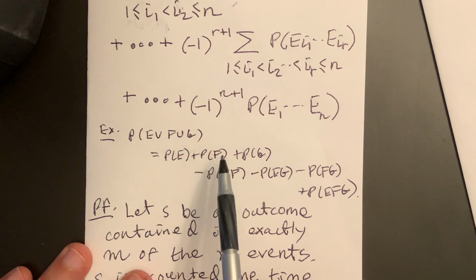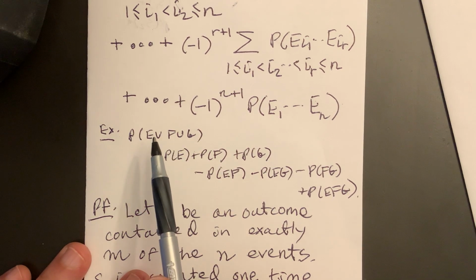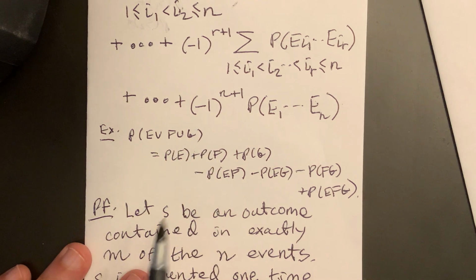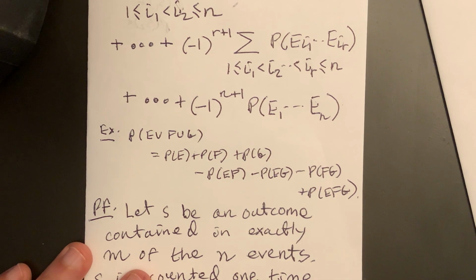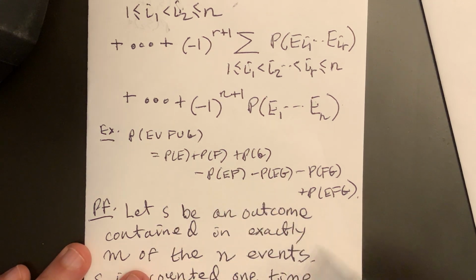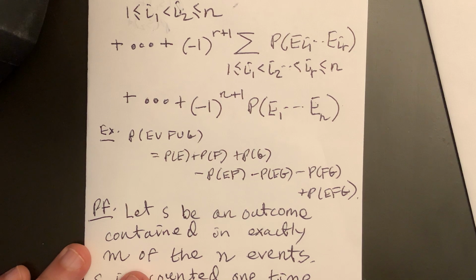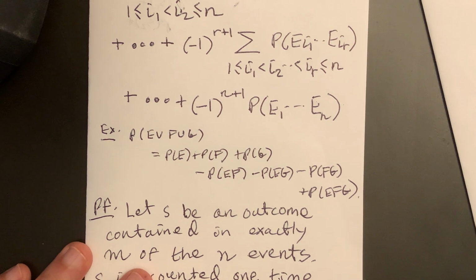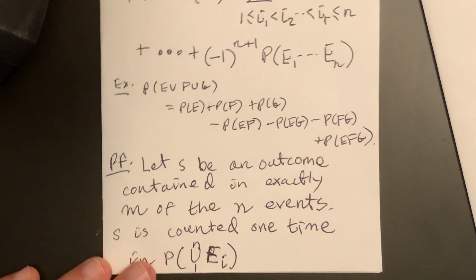Here's an example, in case you would like a more readable one. If I have three events like this, first I just add all their probabilities up, but then I subtract off all the doubles, but then I have to add in the triple. If I had four, I would have more terms, right? I'd have four terms here, and then I would have to subtract off all the doubles, add in all the triples, and then finally subtract the last intersection of all of them.